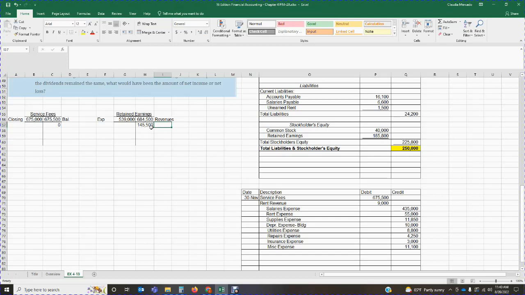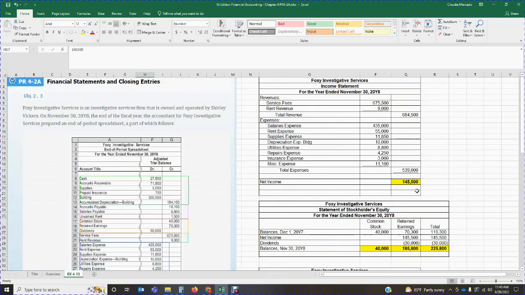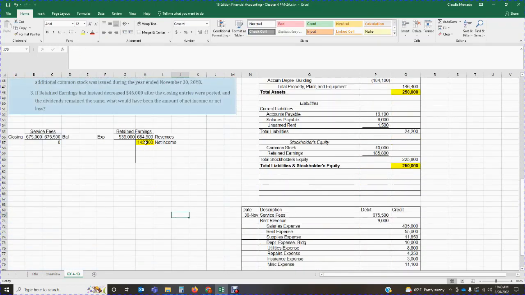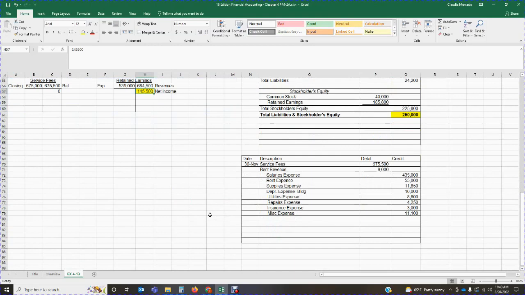And why is it on the credit side? Because the credit side is larger than the debit. So 684,500 minus 539 gives you a credit of 145,500. That is the amount that is being transferred over. This is basically your net income, guys. That number, 145,500, should be the amount of your net income. So you're transferring your net income to your retained earnings.